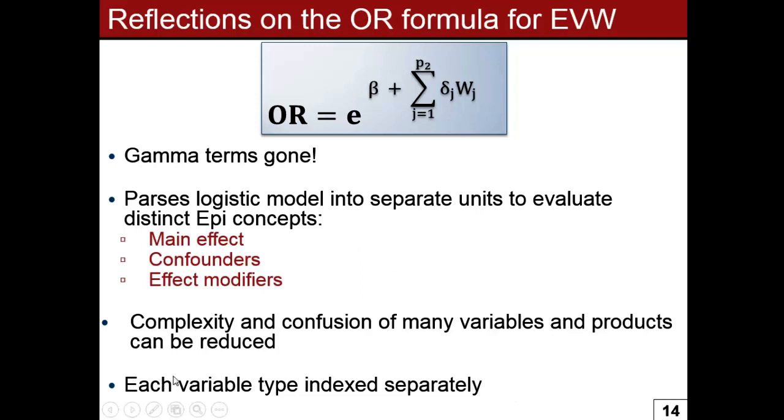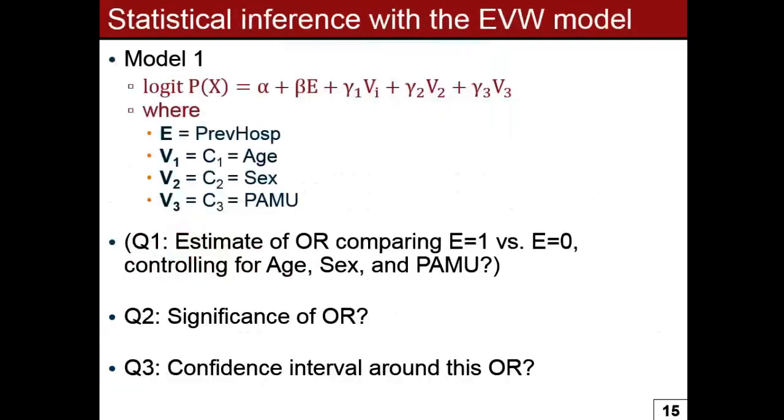What I like about this is that you index each type of variable separately. So you don't just have 20 betas, you know exactly how many terms of each type you're dealing with. That becomes very helpful. I have 4 EW terms, I've got 3 V terms, and so forth. So what does this look like?